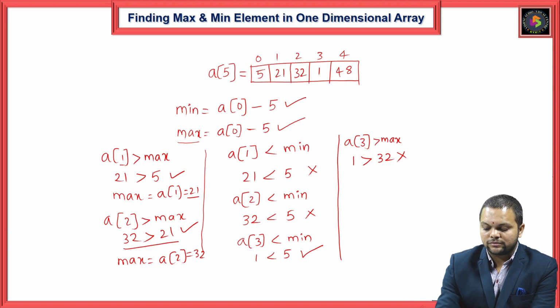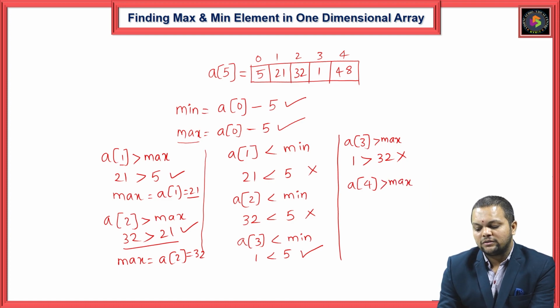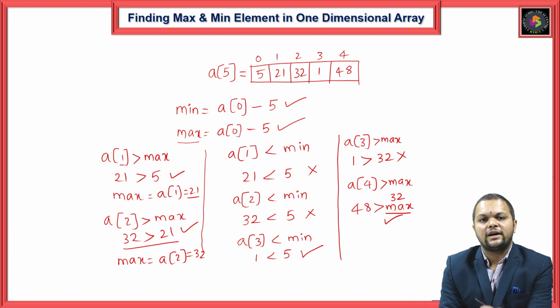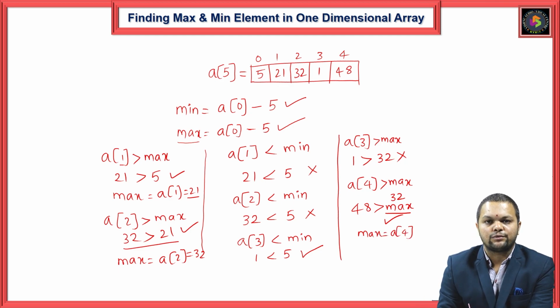In the next iteration, a of 4 is greater than max. What is the value of a of 4? 48. Is 48 greater than max? Yes, max value is 32. 48 is greater than 32, the condition is satisfied. So the new max value will be a of 4.